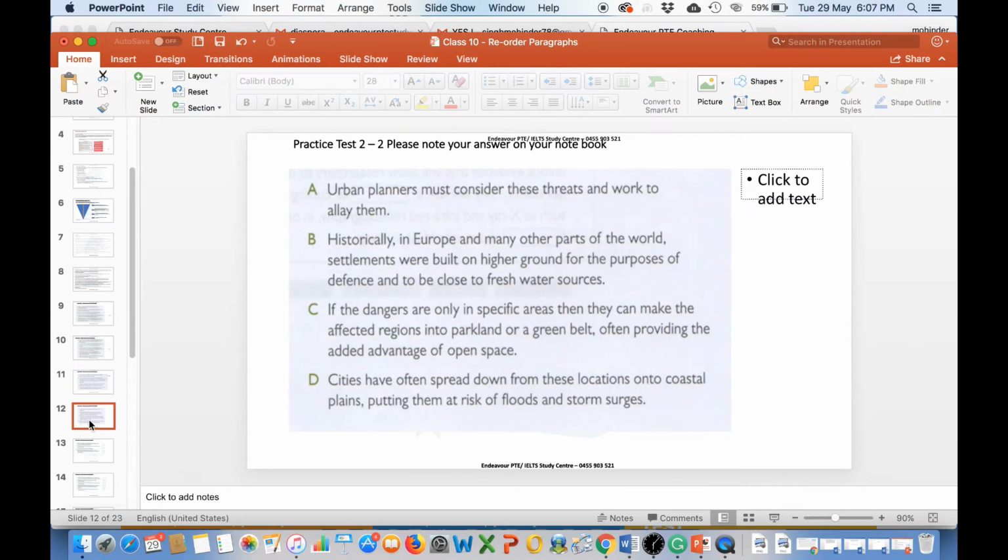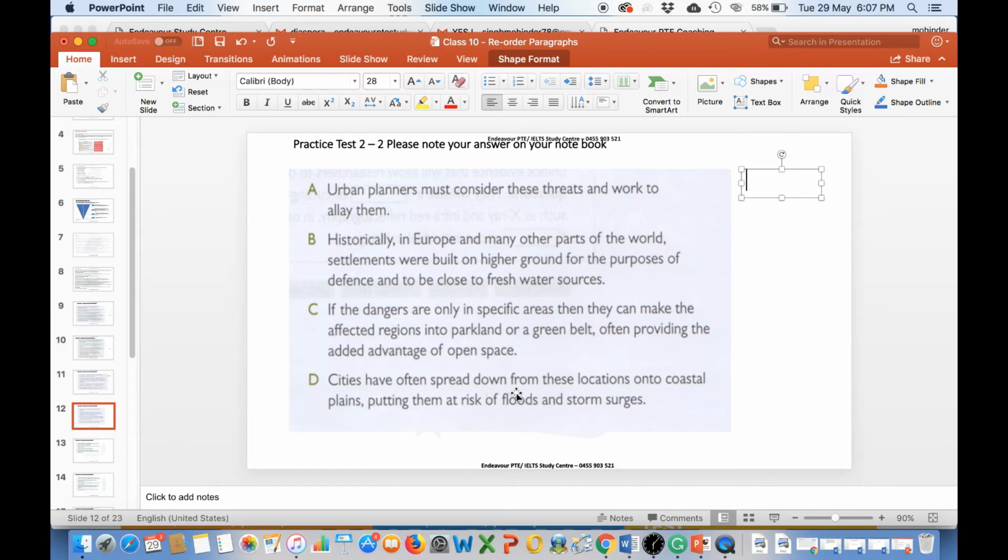Have a look at the next one. Now urban planners must consider these threats. These, so we do not know what they are talking about, right? So that is not my first one. Historically, in Europe and many other parts of the world, settlements were built on higher grounds for the purpose of defense and to be close to freshwater sources. Seems to be open, but it begins with historically. So it begins with an adverb, which could have the potential to go at number one, but I'll keep in mind, if we find something better, more open, that will be my first one. If the dangers are only, you're starting with if, so not my first one because it's starting with a conjunction. It is already making reference to something which has been discussed already.